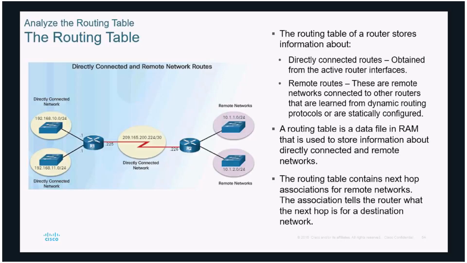So talking about the routing table now. I'll try and do this in 10 minutes, the last 10 slides. We've got directly connected and remote network routes. This routing table has information on directly connected and remote routes. It is literally a data file in the RAM which stores information. It contains next hop associations for remote networks.